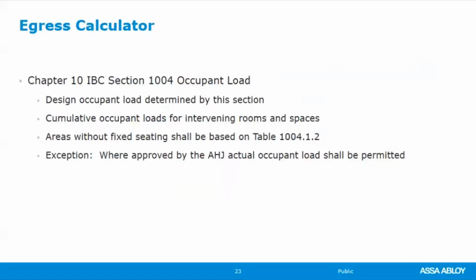The egress calculator is based on Chapter 10 of the IBC, Section 1004, Occupant Load. And there is a table, Table 1004.1.2, that areas without fixed seating will be based on. And that is how the calculator will function. You'll put in the size of the room and select the appropriate occupancy type. It will calculate everything for you.